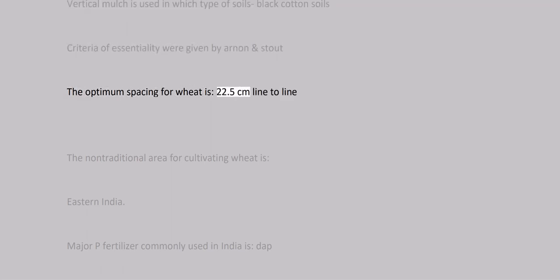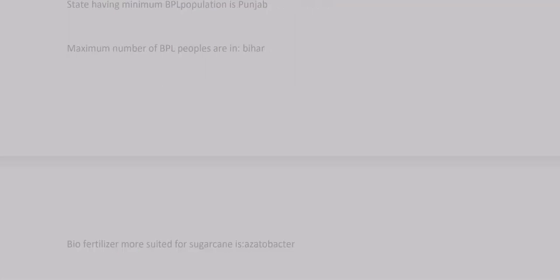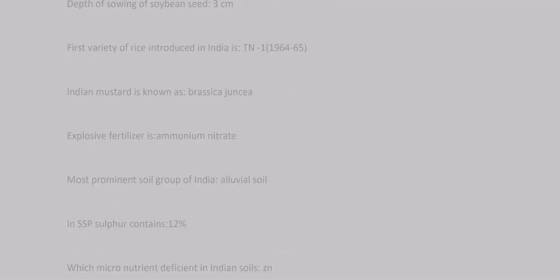The optimum spacing for wheat is 22.5 cm line to line. The non-traditional area for cultivating wheat is eastern India. Major fertilizer commonly used in India is DAP. State having minimum BPL population is Punjab. Maximum number of BPL people are in Bihar. Biofertilizer more suited for sugarcane is Azotobacter. Depth of sowing of soybean seed 3 cm.